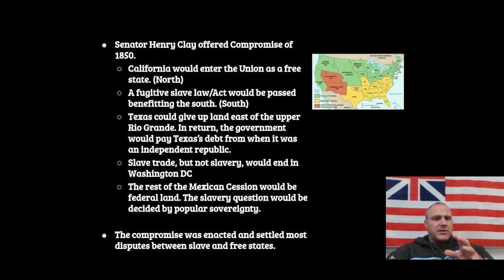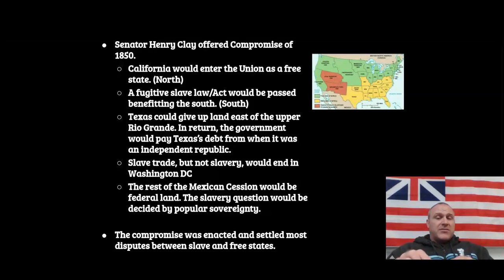So what we have here is Texas could give up the land east of the upper Rio Grande, and in return, the government would pay the debt from Texas of when they were independent republics. So now Texas is going to be debt-free. But the big one here, the big one that we're going to get into, is the Fugitive Slave Law, or the Fugitive Slave Act would be passed, and that would really benefit the South.